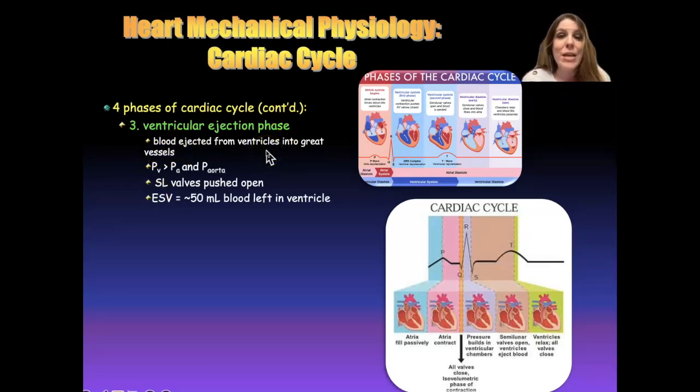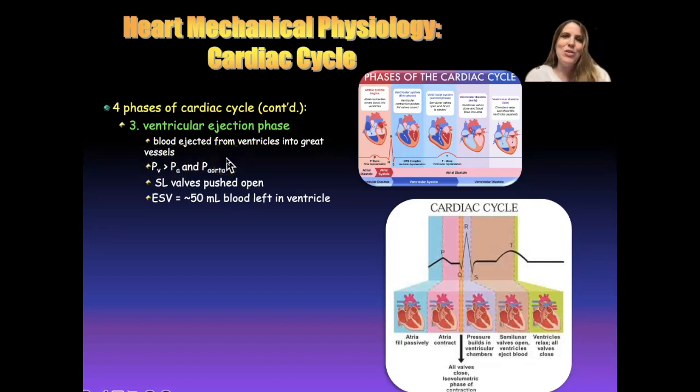So you know that in the second phase, we were in early systole of the ventricles. The ventricles were starting to contract, but they hadn't yet actually ejected the blood out. So it's during the third phase, the ventricular ejection phase, that we're actually going to eject that blood out of the ventricles into the great vessels. Again, if you're talking about the left ventricle, it's going to go into the aorta. If you're talking about the right ventricle, it's going to go into the pulmonary trunk. So third phase, ventricular ejection phase, blood is ejected from the ventricles into the great vessels.